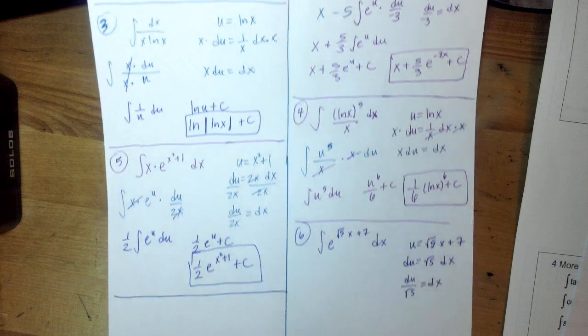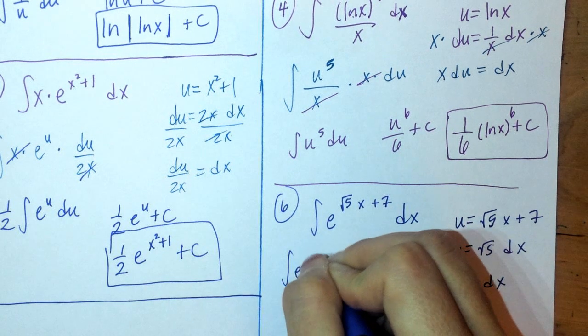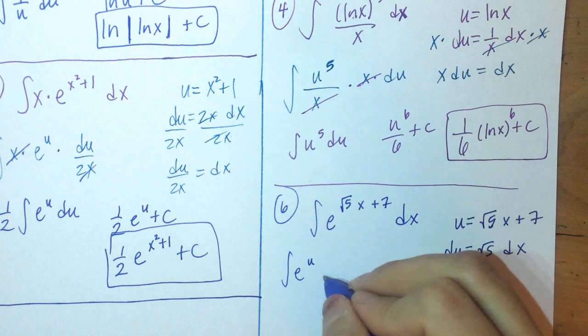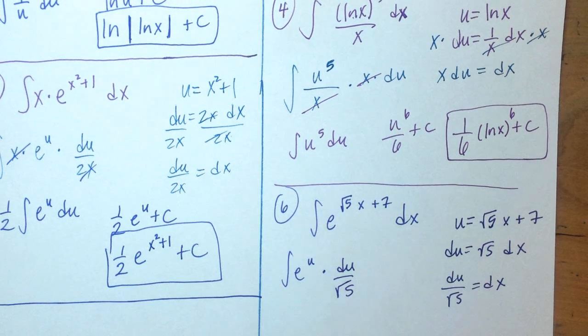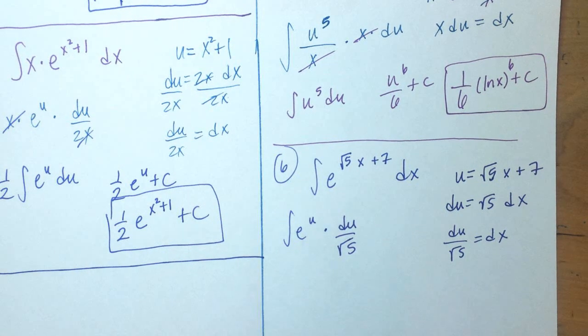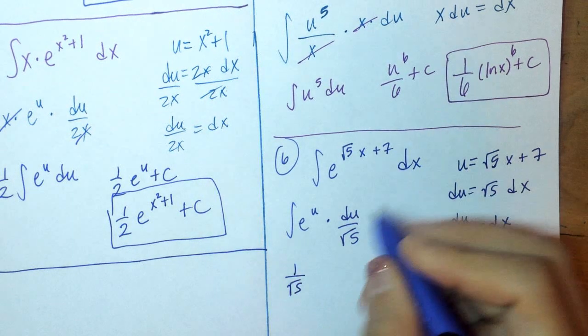No, you're good. So let me go ahead and substitute. This is going to be the integral of e to the u times your dx, which would be du over the square root of 5, right? So it's like this. And it's okay. I'm going to go ahead and pull the 1 over the square root of 5. Remember, it's on the denominator.